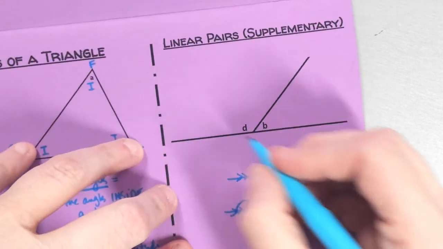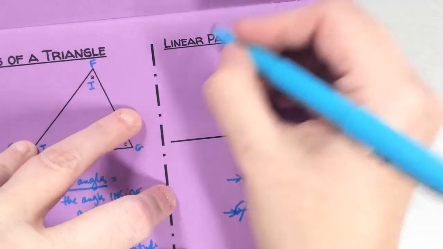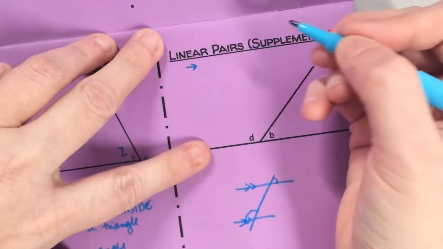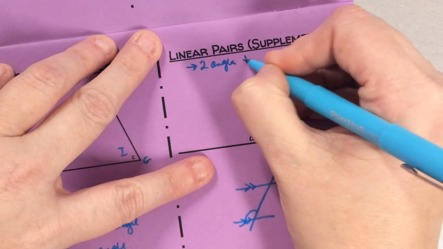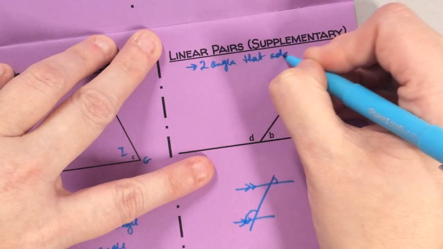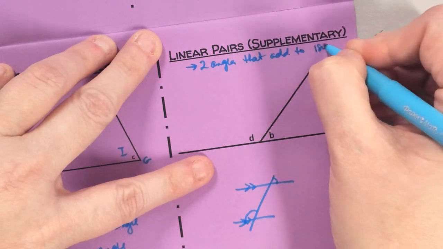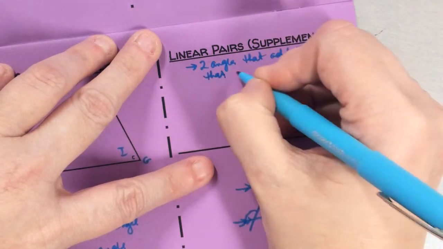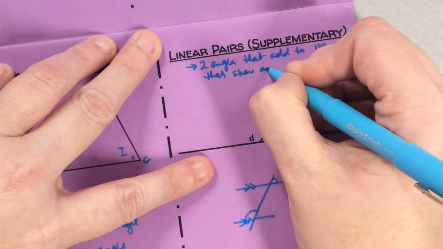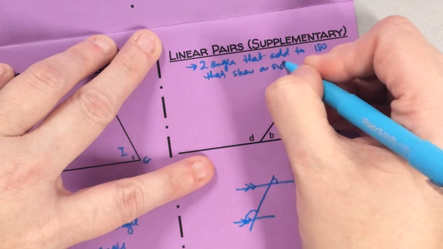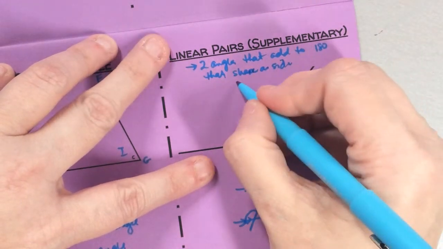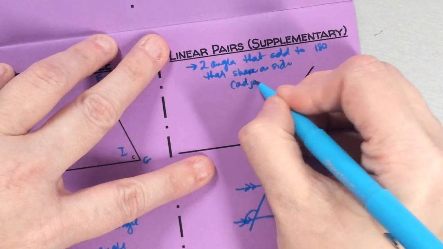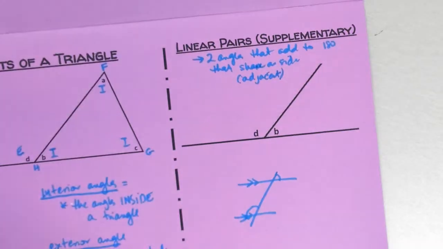A linear pair is two angles that add to 180 that share a side. Okay, they share a side, which means they're adjacent to each other. Okay, so adjacent means next door.